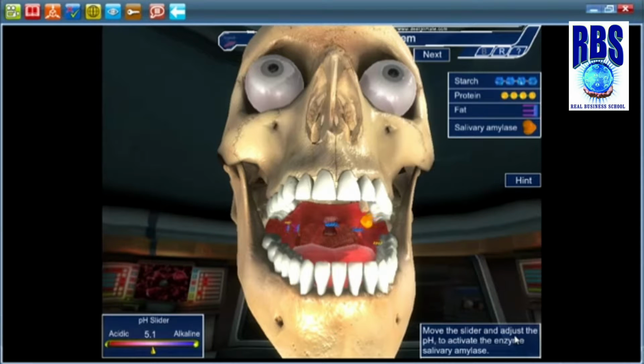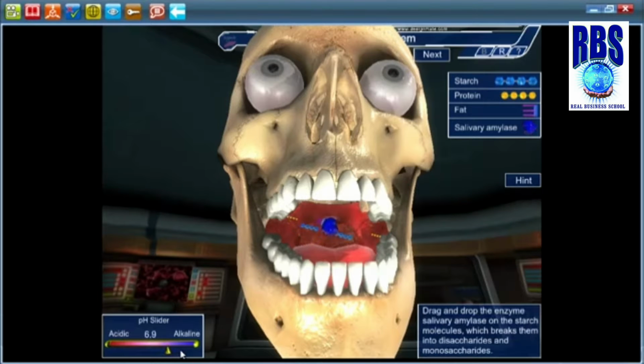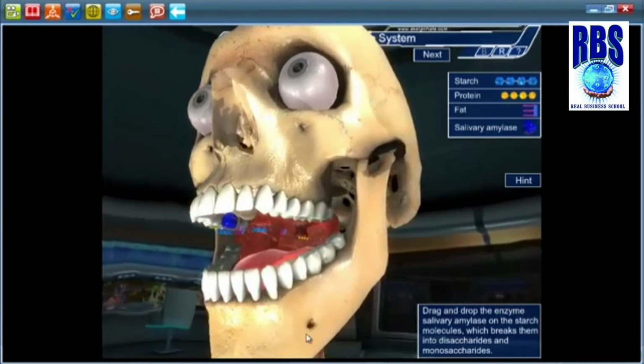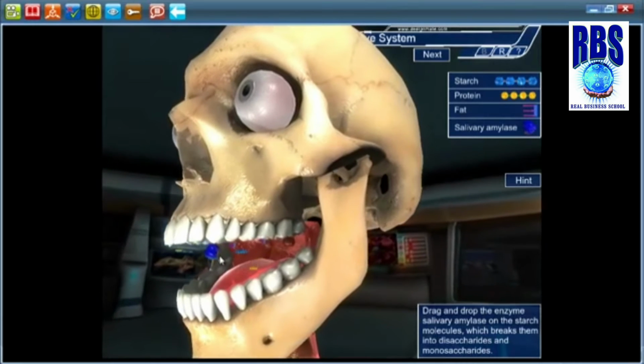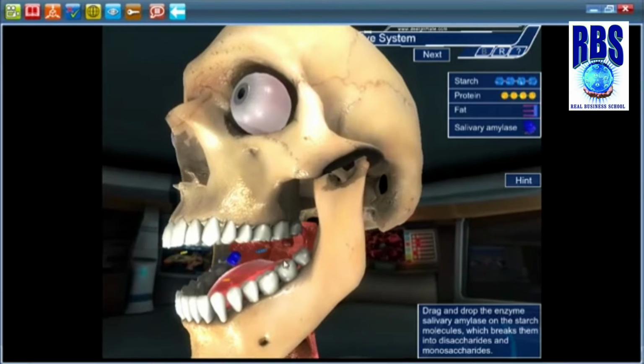Now I have another question here. Move the slider and adjust the pH level. Now I have to create a pH environment here which can activate this salivary amylase enzyme. If I know the pH level, it's okay. Otherwise, I can go to the hint and it tells me that the pH level has to be between 6.7 and 6.9. So I move the slider to make the environment alkaline, which makes my salivary amylase enzyme activated. Further, it gives me another question.